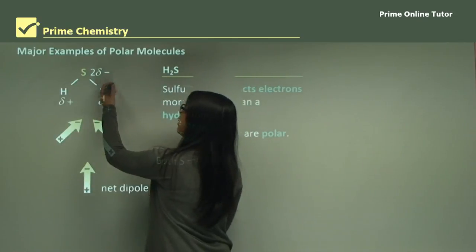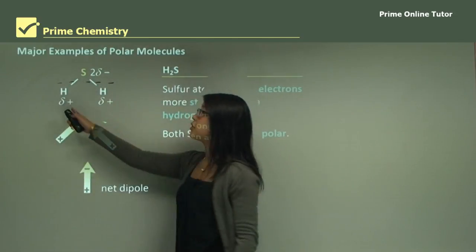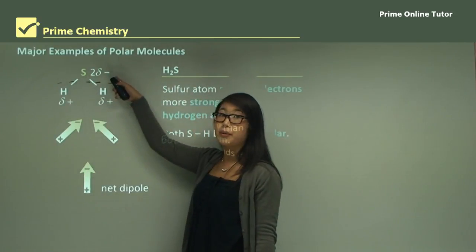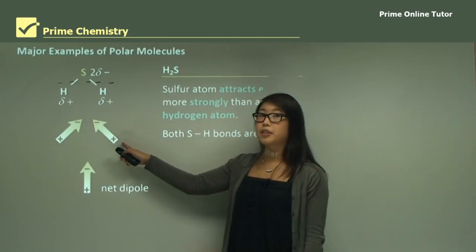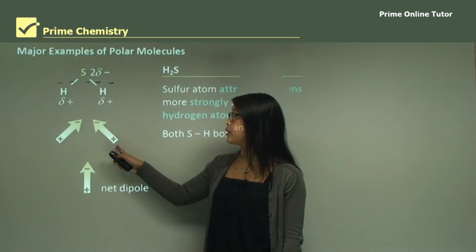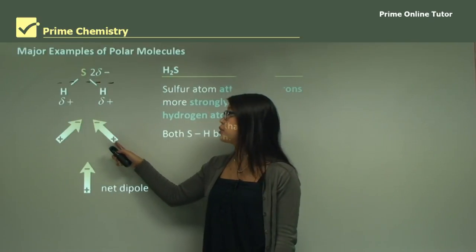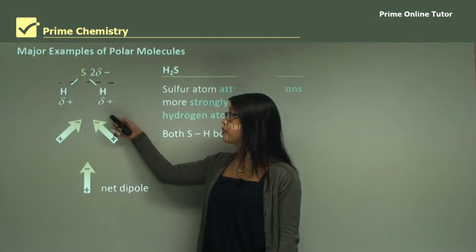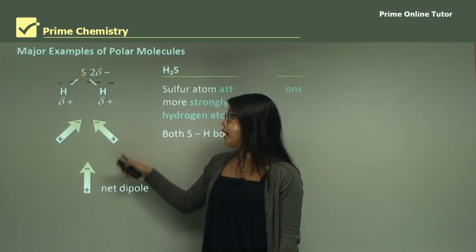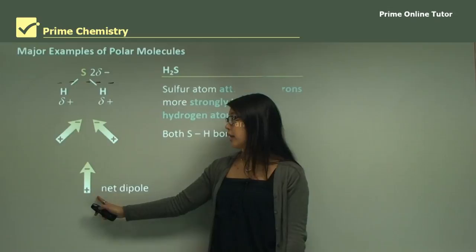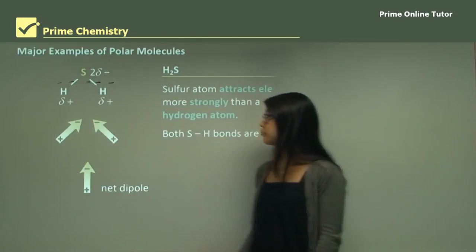If we draw a line, we can see that this happens on both sides. So this end is going to be more negative than this end. When we look at each of the arrows, we can show the vectors as pointing this way. So each of the arrows is pointing towards the negative end of the bond. And then when we add these two together, we're going to get a net dipole, remember?